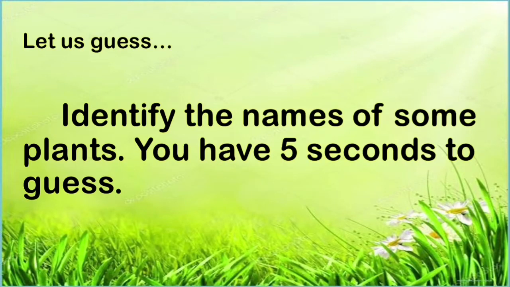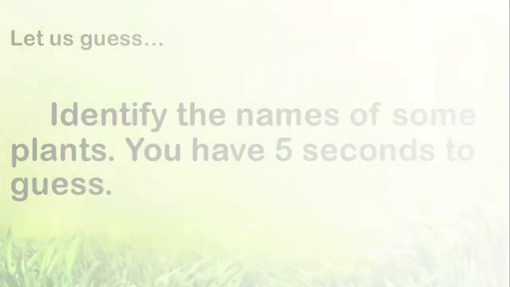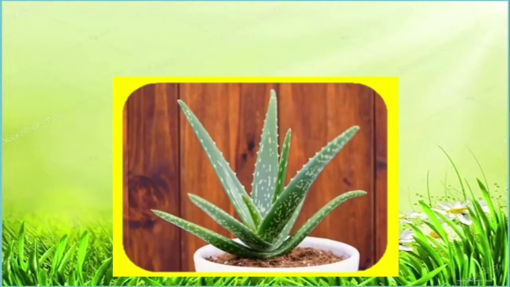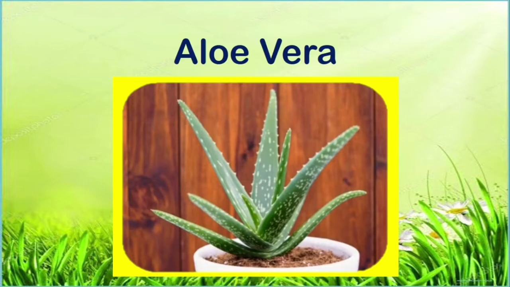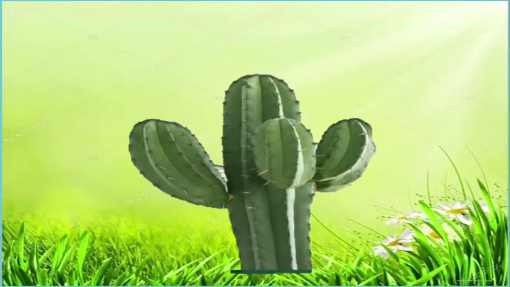Do you like guessing game? Great! Before we start our new lesson, let us identify first the names of some plants shown to you. You have 5 seconds to guess. What do you think it is? Very good. It's aloe vera. Next one. Great. It's cactus.